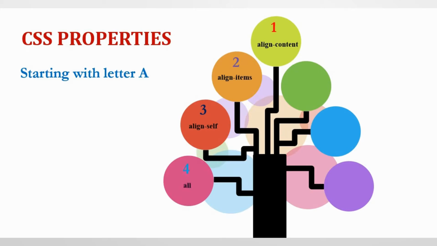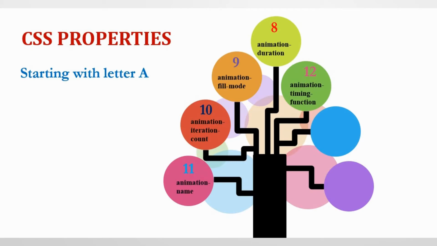fourth one is all, fifth one is animation, sixth one is animation delay, seventh one is animation direction, eighth one is animation duration, ninth one is animation fill mode, 10th one is animation iteration count, 11th one is animation name, 12th one is animation timing function, 13th is animation play state, and these are all the properties which are available with the letter A in CSS. Out of these 13, most of the properties will be related to animations.